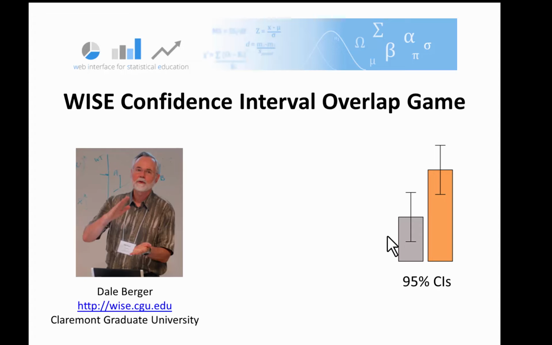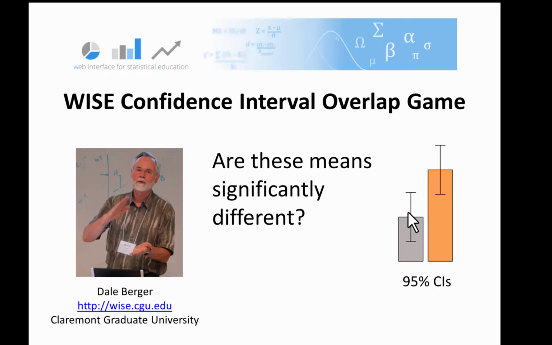Consider this example where we have two bar graphs with 95% confidence intervals, and the question is, are these means significantly different if we were to test them with a two-tailed t-test? Note that the confidence intervals overlap a bit.